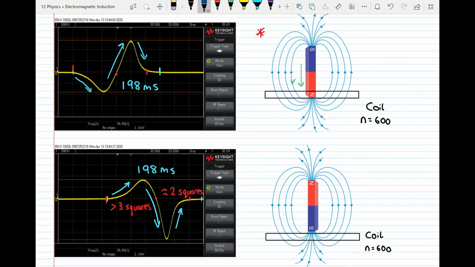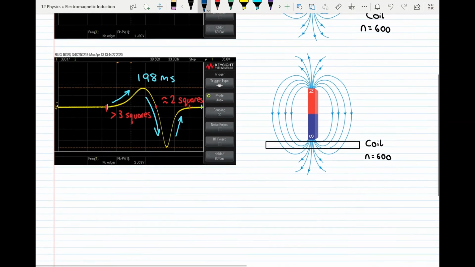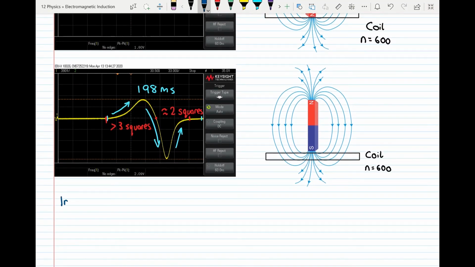So a potential difference was generated by dropping a magnet through a coil, which is the equivalent of moving a coil through a magnetic field. We have a name for this, which is induced EMF from a changing magnetic flux.